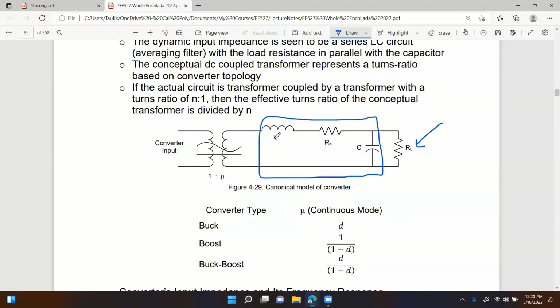Where you have the L value, that's the inductance value of the output filter. RE would be the DC resistance of the inductor. And then you have the capacitor by itself, right? For this model, we ignore ESR for now. Okay, that's the model for getting the input impedance, basically.